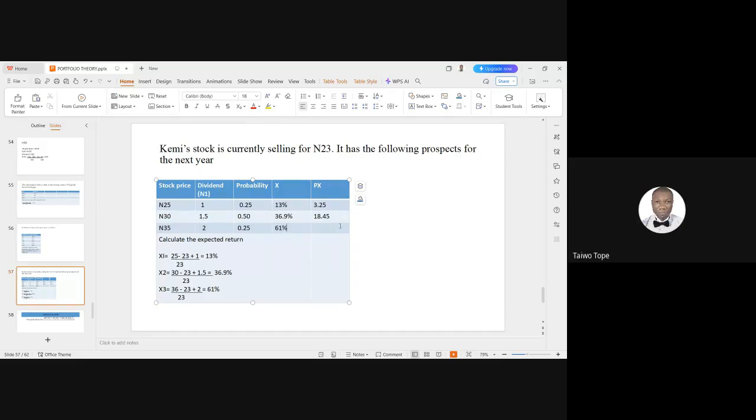61%, and PX is 15.25. So overall, what would be your expected return? That is, you add everything there. What will be the value? It's 36.95.